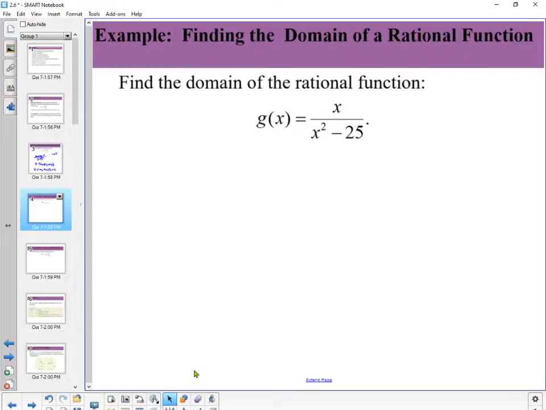So let me ask you this question. What kind of denominator can we not have here? Zero. So here's what we're going to do. We're going to ask algebra: hey, algebra, when does x squared minus 25 equal 0? Because once we know that, then we're going to say you can't be those numbers. Does that make sense? So when we do that, we find that this function is equal to 0 when x is 5 or negative 5. So it can be any number except for those.